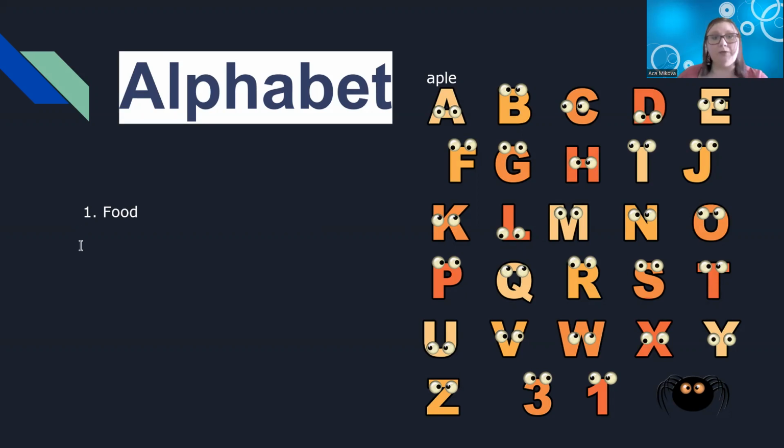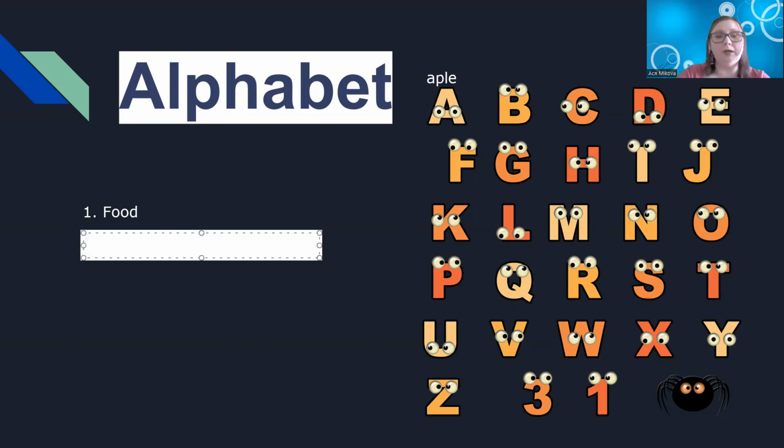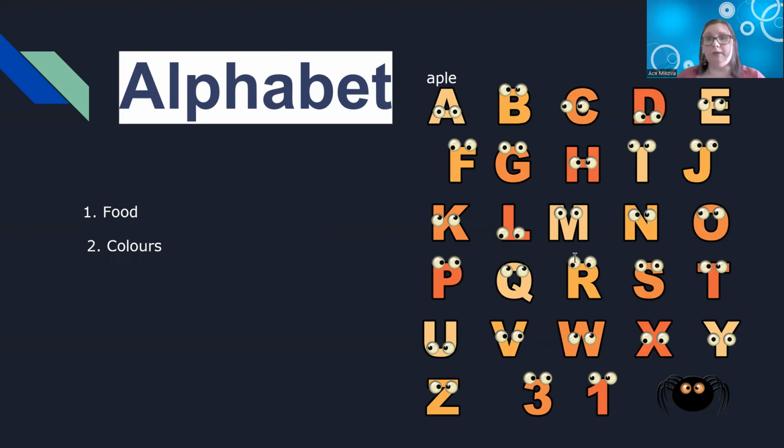The next category I give you is, for example, colors. Okay. Let it be red. We write it here. So now we cannot use A or R anymore. For next categories, we take a different letter. So the faster you give them categories, the more fun you will have.